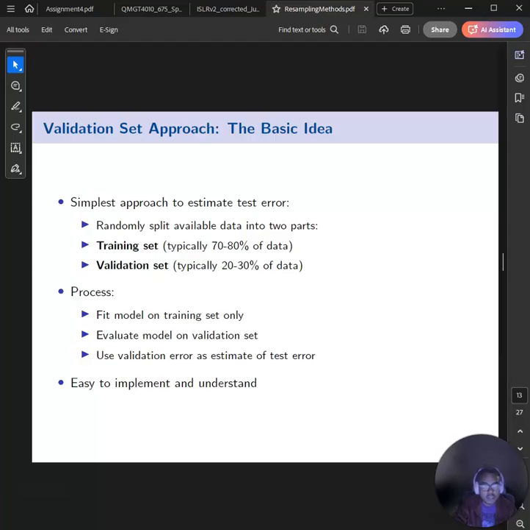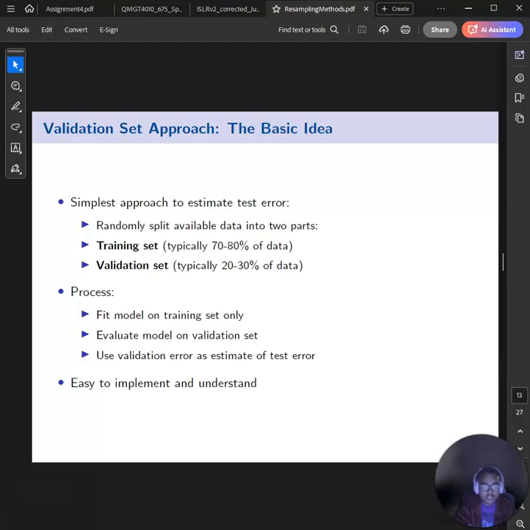So now let's talk about the simplest approach to estimating test error, the validation set approach. The idea is very straightforward. We randomly split our available data into two parts, the training set and a validation set. Typically, we might use 70 to 80% of our data for training and reserve the remaining 20 to 30% for validation. The process is simple.